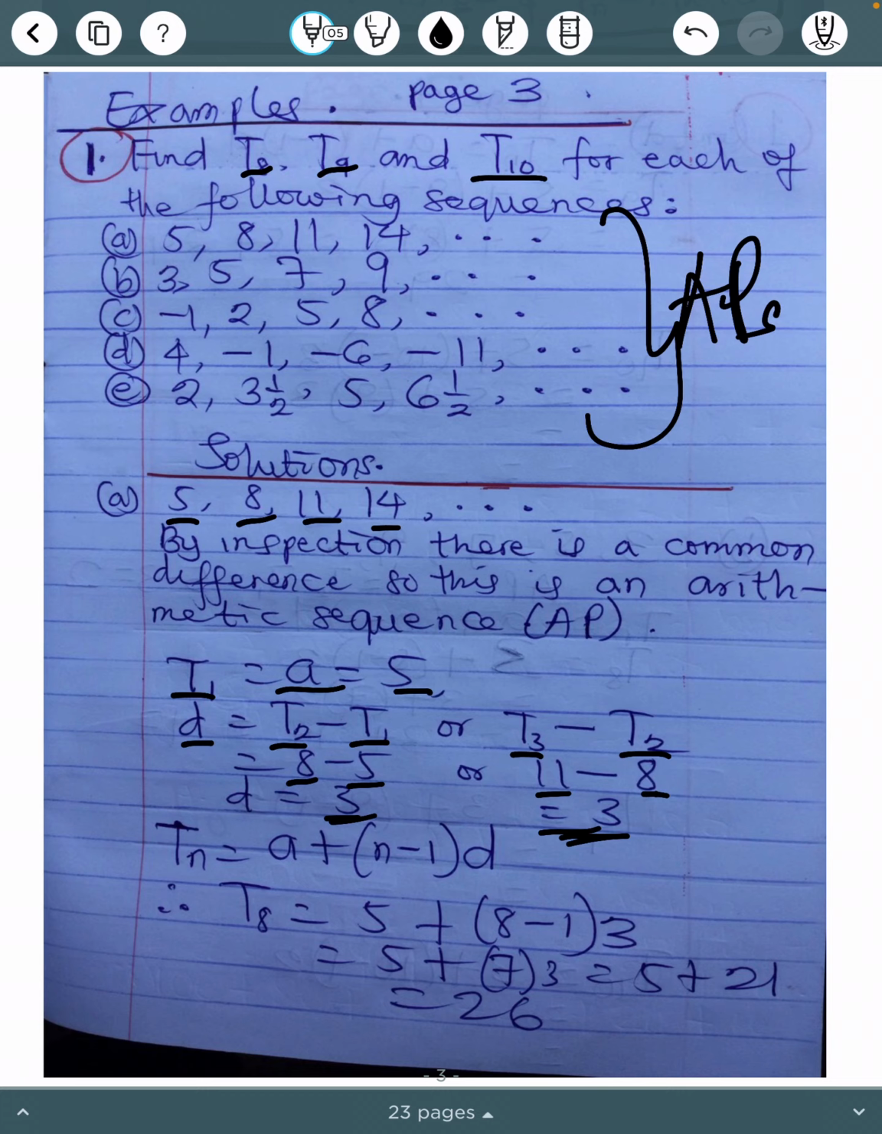Now, the nth term generally for an AP, as I said previously, is a + (n - 1)d. Tn is a + (n - 1)d. So that means T8 will be what? 5, which is the first term, plus (8 - 1) times d. That's 5 plus 7 times 3. You understand? And that gives me 5 plus 21, 26. Make sure to always multiply before you add. So you do 7 times 3, 21, before adding your answer to 5.